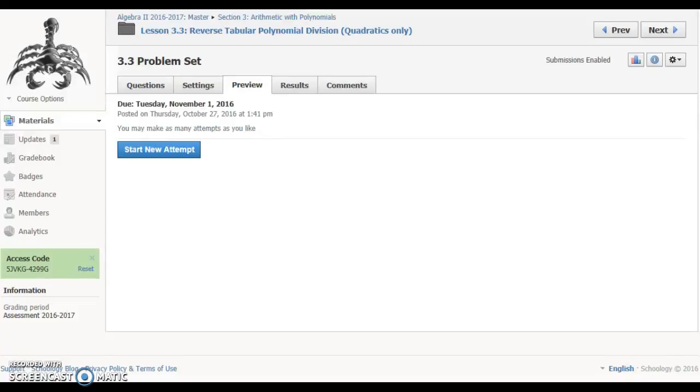In lesson 3.3, we build on what we learned in 3.2, where 3.2 is multiplication using the tabular method, often referred to as the box method, and lesson 3.3 is the reverse tabular method, which is a form of division. So we'll jump in. I'll show you how to do a couple of these.